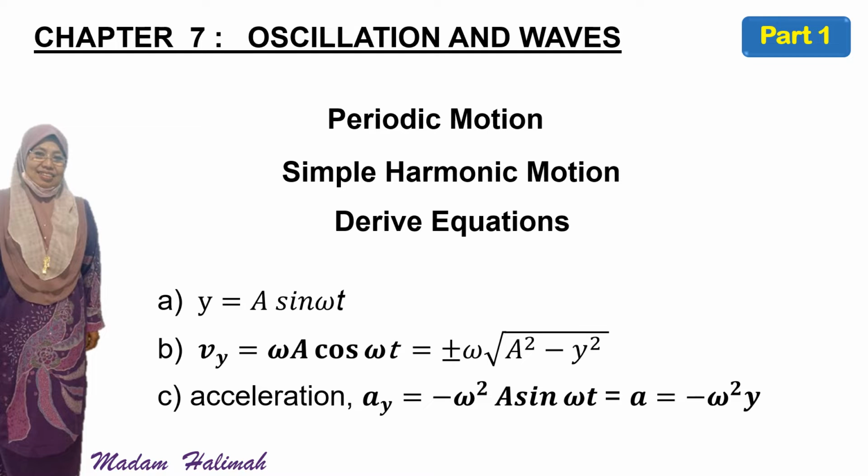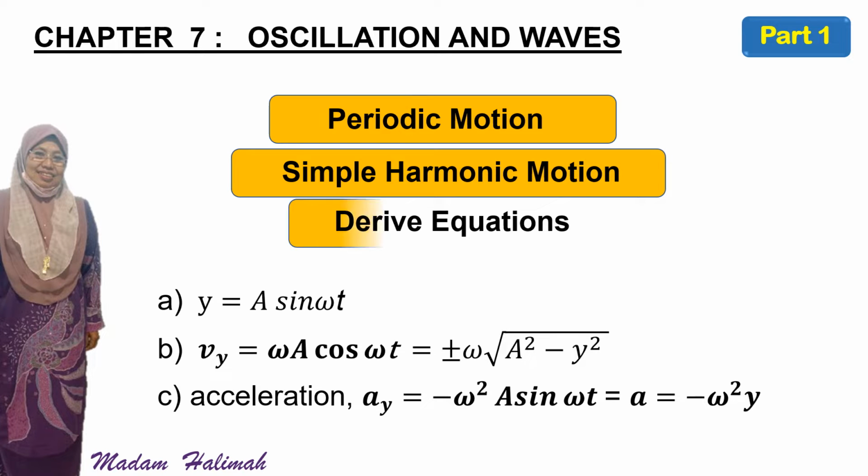Chapter 7, Oscillation and Waves, Part 1. At the end of this chapter, students should be able to state and define what is periodic motion, state and define what is simple harmonic motion, and derive the equation below.